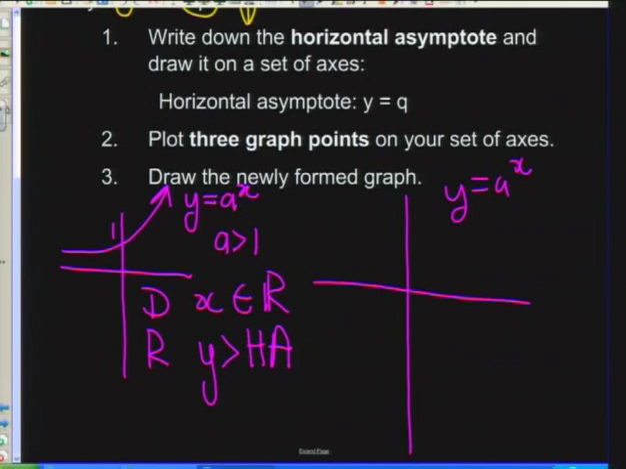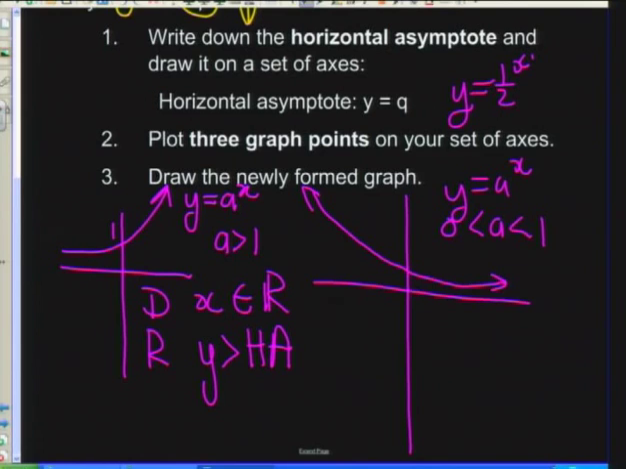Then we can also draw a graph, y is a to the power x, where a is not bigger than 1, where a is greater than 0, but less than 1. So that would be something like y is a half to the power x. Now the graph y is a half to the power x is exactly the other way around from its friend over here. They are reflections in the y-axis.